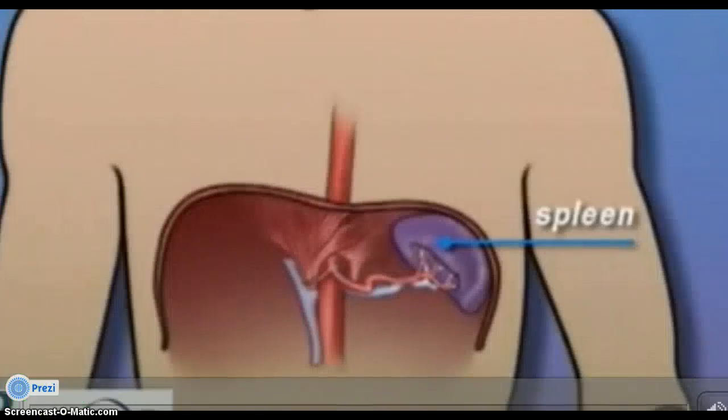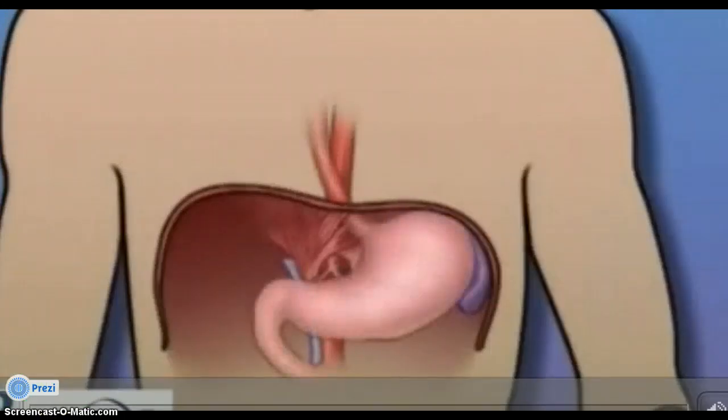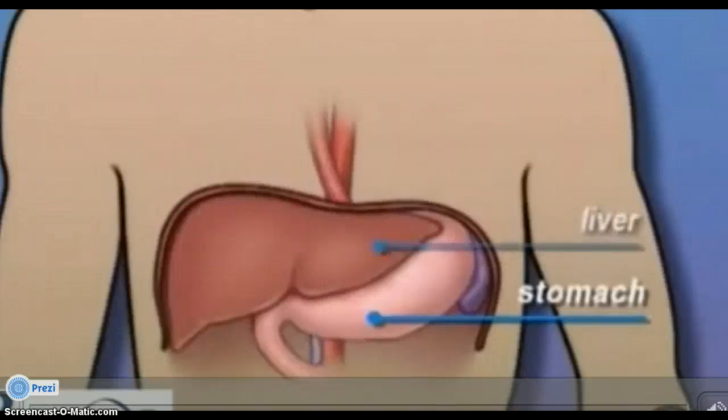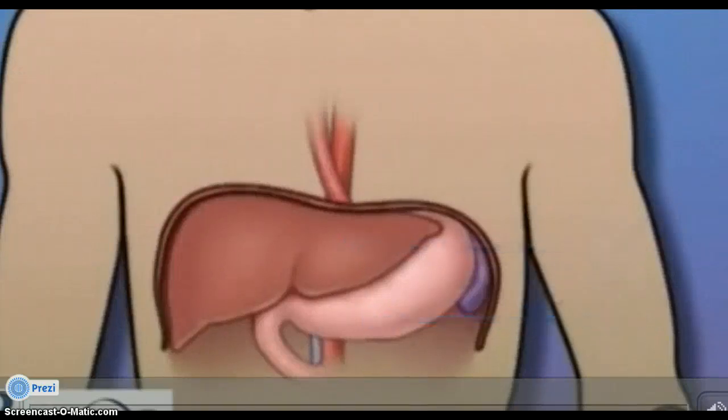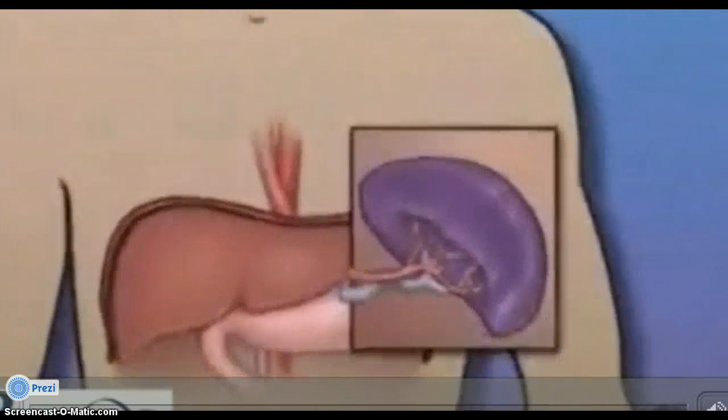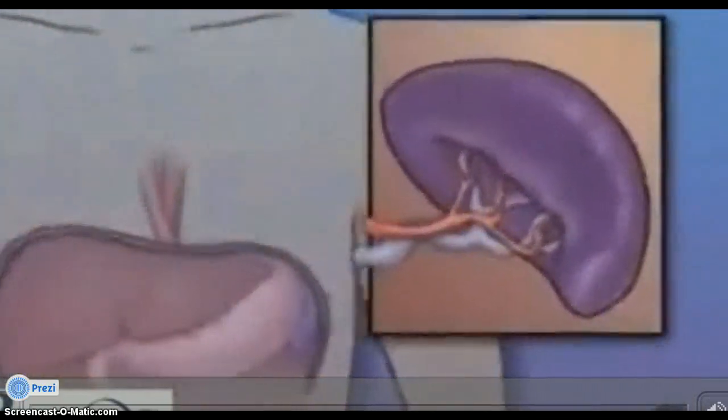A body that works to clean your blood. The spleen is located behind the stomach and to the left of the liver. Specifically, the spleen picks out and destroys red blood cells that are no longer useful.